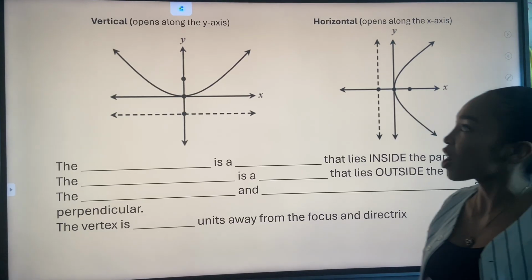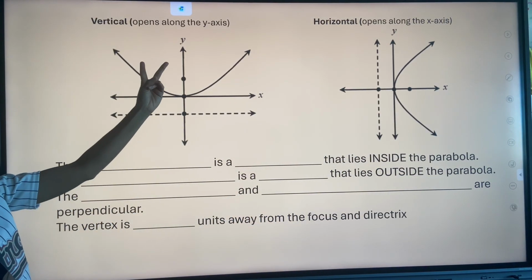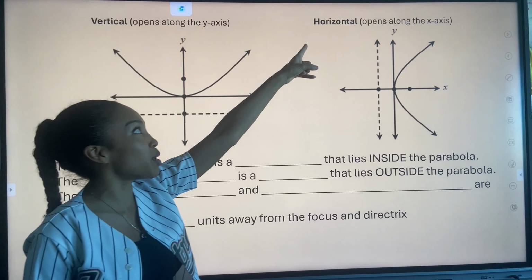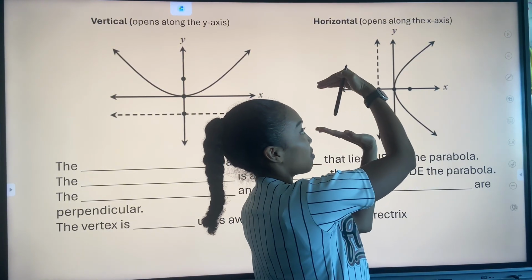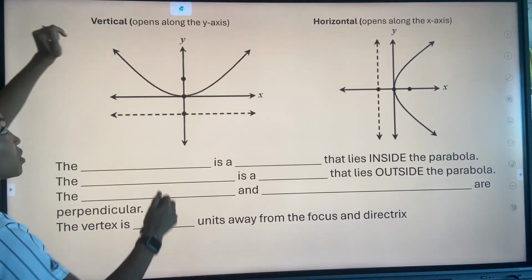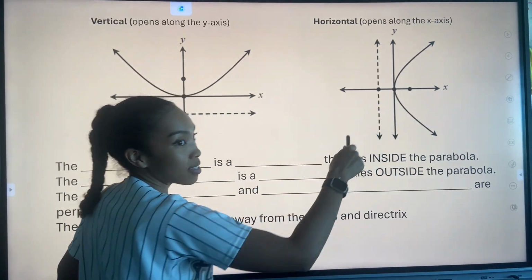So today we're going to be talking about parabolas. Some parabolas look like this, where it's facing up or down. We call it vertical. Or it's going to be a horizontal parabola where it's opening to the right or to the left along the x-axis. Okay, so vertical, it's opening along the y-axis. Horizontal, it's opening along the x-axis.